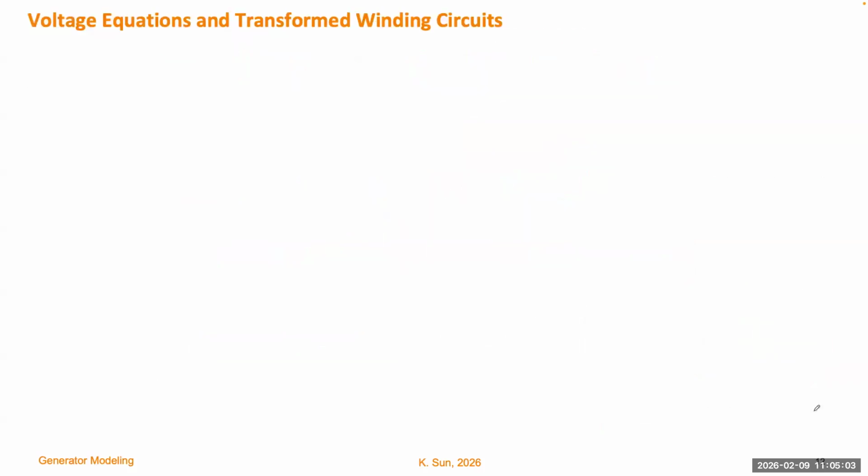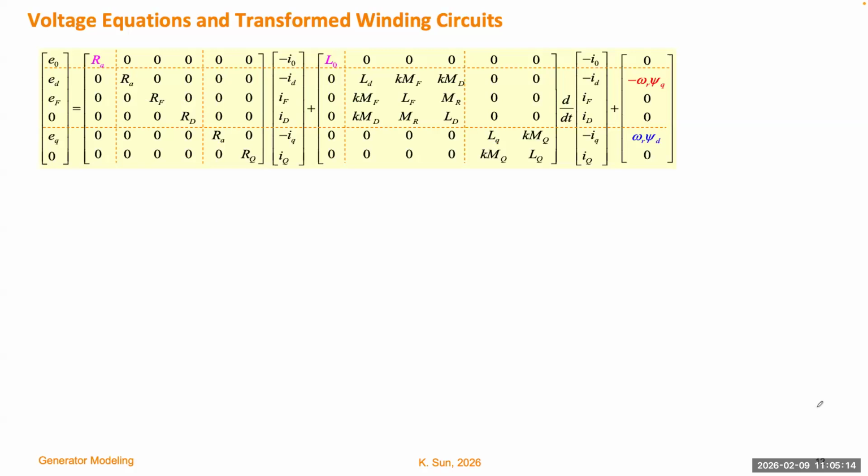All right, so now we're ready to build our equivalent circuits using the transformed equation in the new frame. To summarize what we get for the voltage equation, it's still 6 equations, right? We have them in the 0 reference, D reference, and in the Q axis. The resistance matrix is still diagonal.